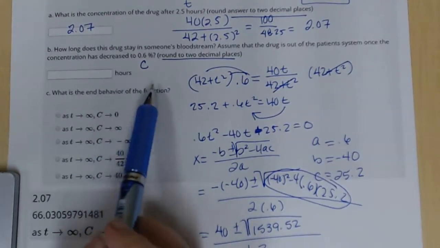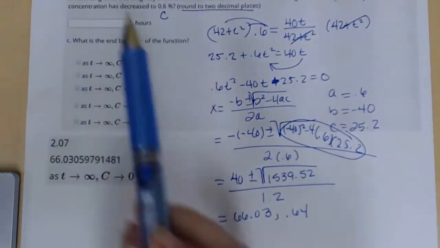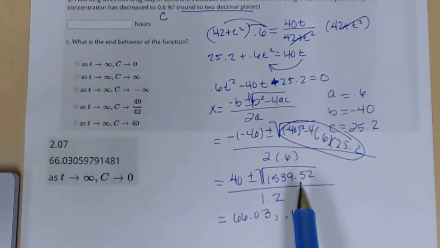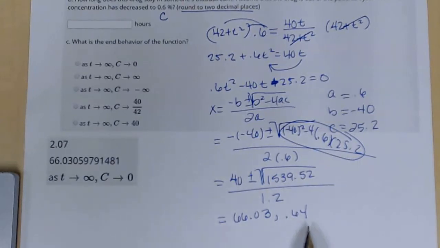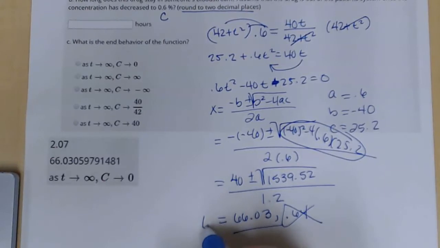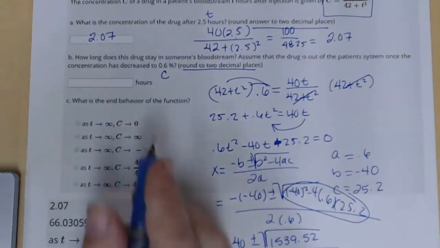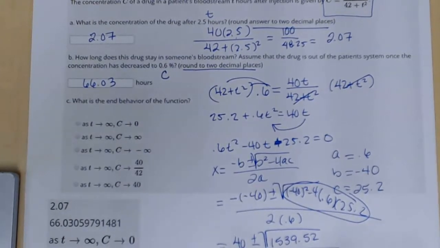But since this problem said that after 2.5 hours it's at a 2% concentration, getting a 0.6% concentration after half an hour doesn't make any sense. So this is the only answer, because remember, this is our t value. So that means after 66 hours, so it takes a while for this drug to get out of their system, we would have it down to 0.6%.